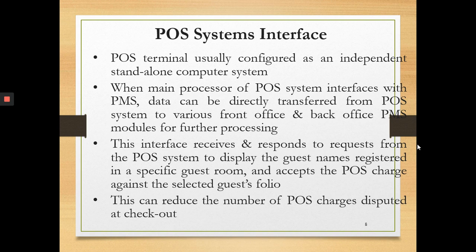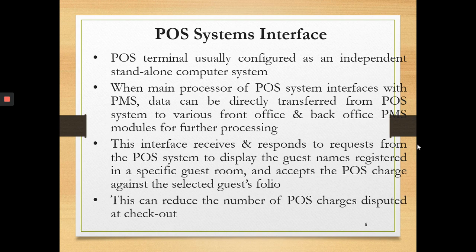However, when we have POS system in a hotel, it needs to be integrated with other software such as the room management module. For example, the POS interface receives and responds to requests from the POS system to display the guest name registered in a specific guest room and accept the POS charge against a selected guest folio. This normally happens when a restaurant needs to transfer a charge to the guest folio. So when they want to transfer the charge to the guest folio, they need the room number and guest data. This will only be provided by a system called the Rooms Management Module.